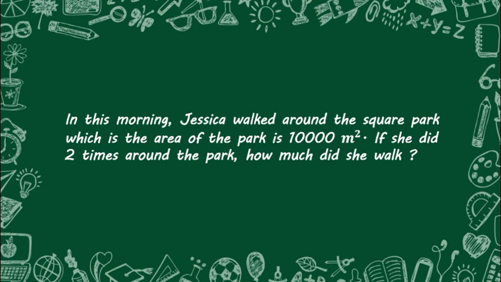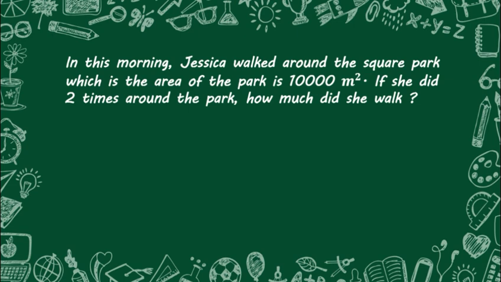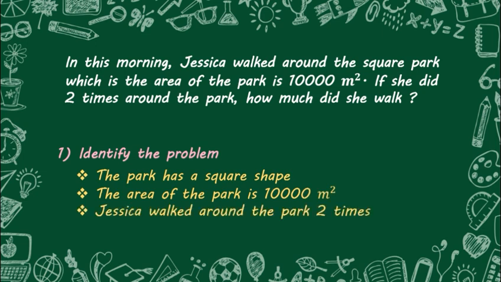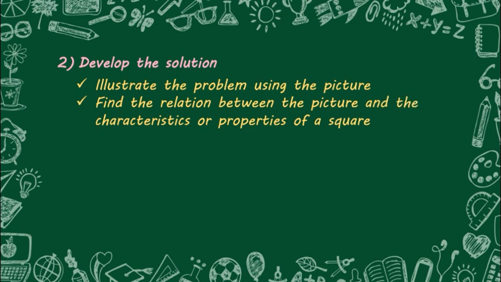Alright, now we solve Jessica's problem. The first step, identify the problem. The park has a square shape. The area of the park is 10,000 square meters. Jessica walked around the park 2 times. Second step, develop the solution. We can illustrate the problem using a picture. Then, we can find the relation between the picture and the characteristics or properties of a square.